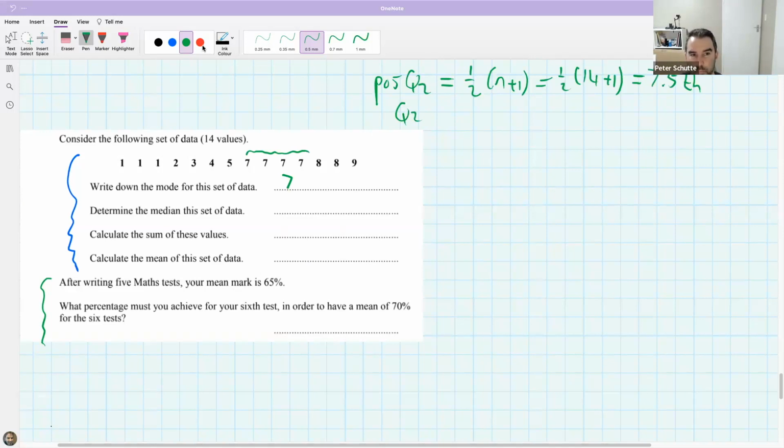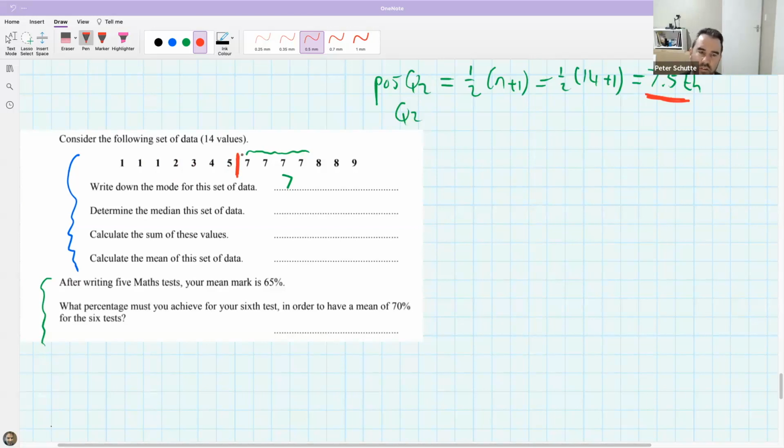Yeah, we've got a bit of a problem because the position is a fraction. So what does that mean if the position is a fraction? 1, 2, 3, 6, 7. My median is over here. 2, 3, 4, 5, 6, 7, 7.5.